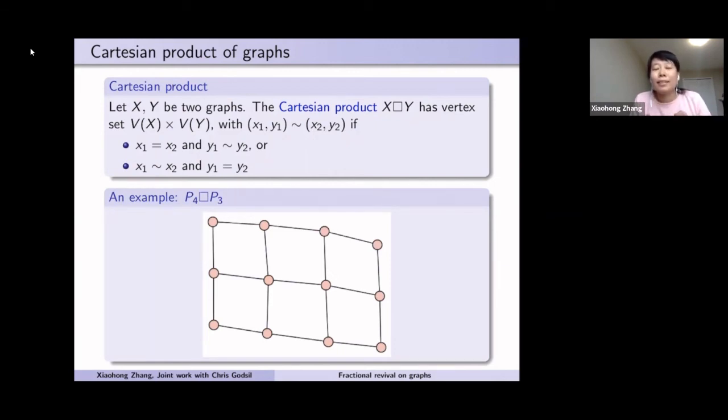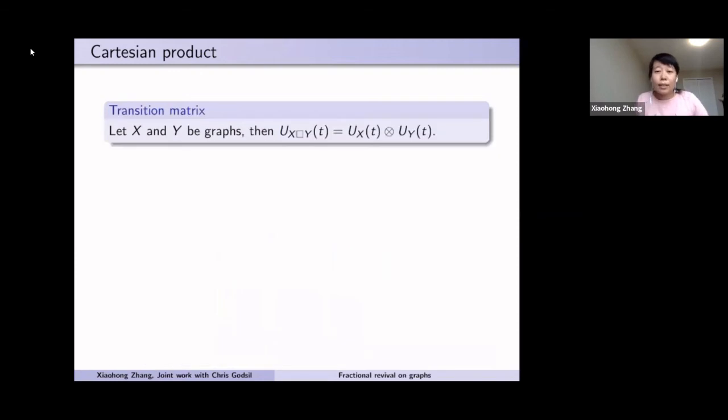So to check the transition property for the product, we need to get the transition matrix, and it can be easily calculated through the smaller transition matrices. It is just given by the tensor product of the two transition matrices. The tensor product of A and B is just a block matrix given like this.